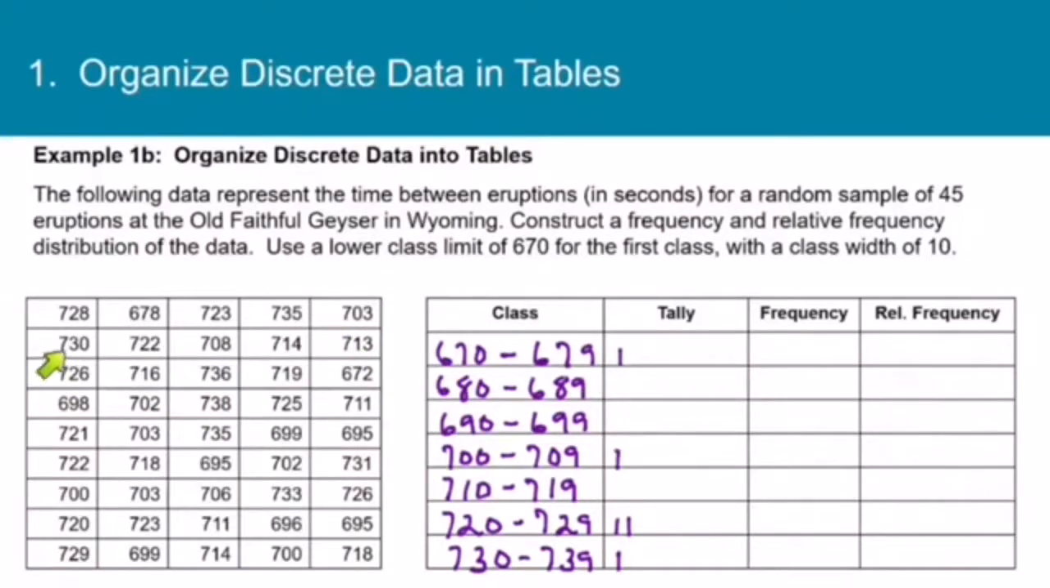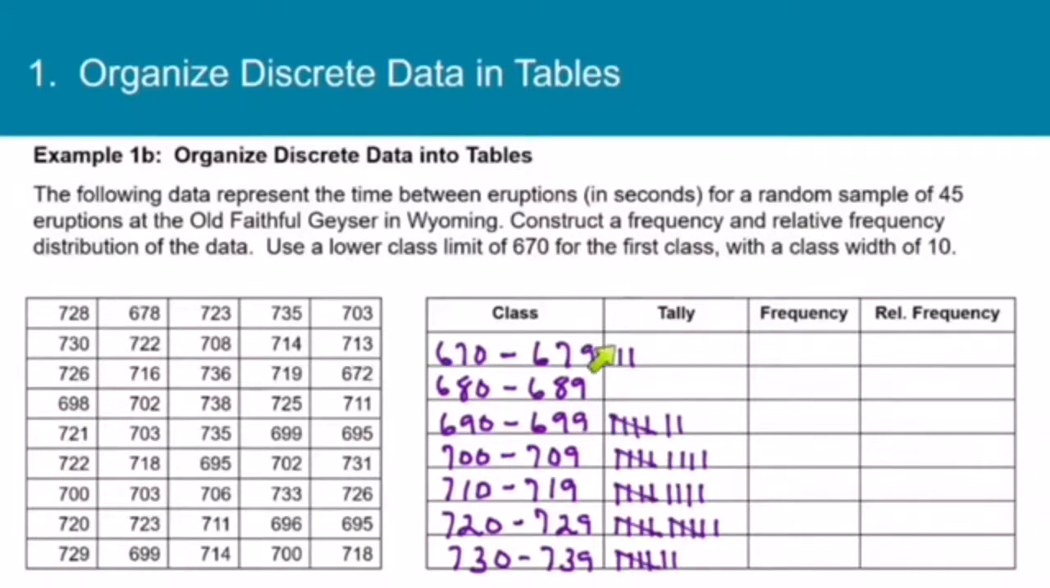Okay, now we have 730, 722, 708, 714, 713, and I'll do one more row with you. 726, 716, 736, 719, and 672. Okay, now I'm going to let you do the rest of them.